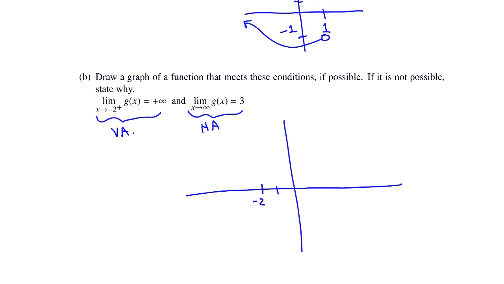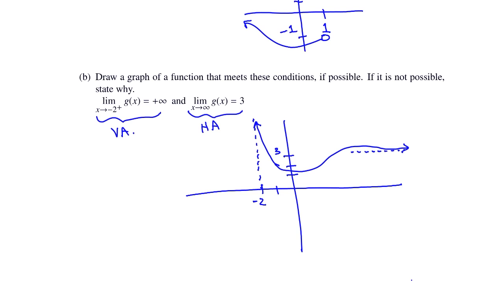As x goes to -2, we could have a vertical asymptote, and on the right side, it goes up to positive infinity. And then, as x goes to infinity, we get a horizontal asymptote. So the rest at 3. So the rest of the function could do something like this. But it needs to settle in on 3 as it goes out to the right.